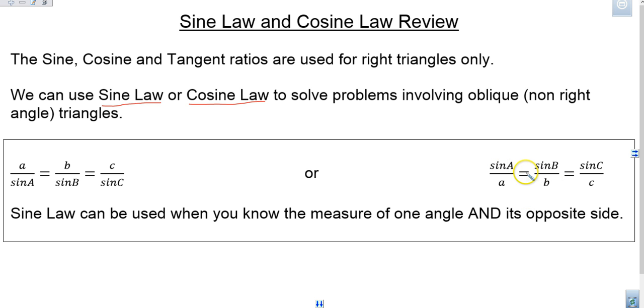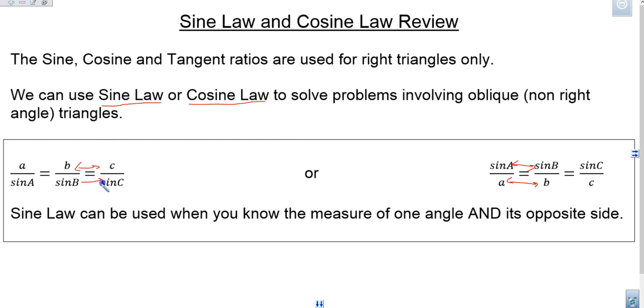Now we can flip that whole thing upside down. We can have the angles on top. So in this case, sine A is divided by its opposite side a, and so on. As long as it lines up, each of the ratios that you're using, it doesn't matter what is on top.